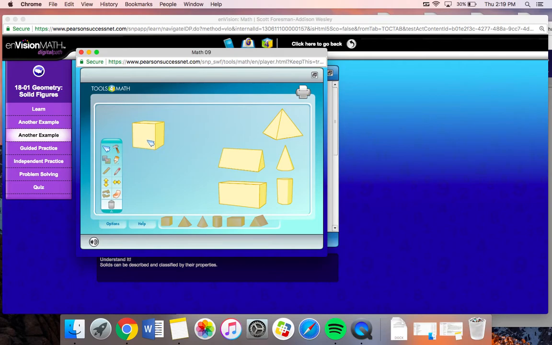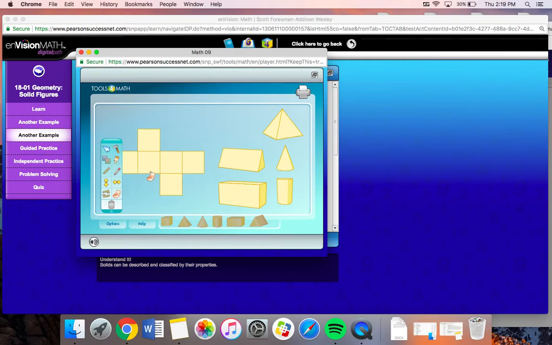So here we have a cube, and I want you to pick 2 of these to draw in your notes. So here's a cube, and here's its net. See how it unfolds. I'm going to do it one more time and see how it unfolds.